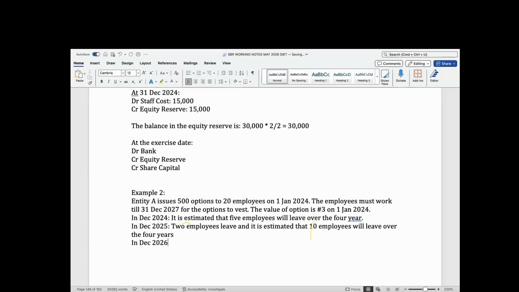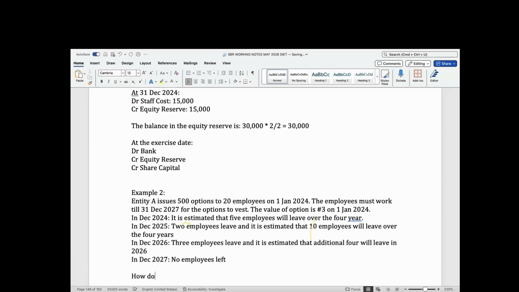Now said again, in December 26, 3 employees leave, and it is estimated that additional 4 will leave in 2027. In December 2027, no employees left.